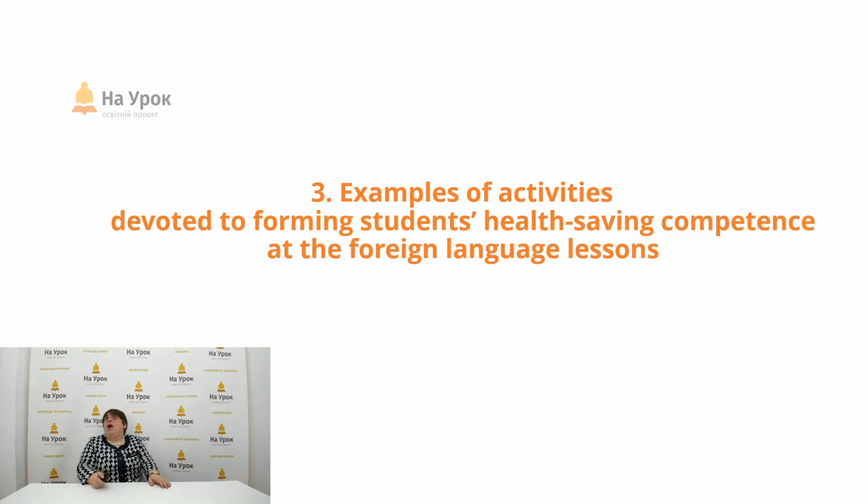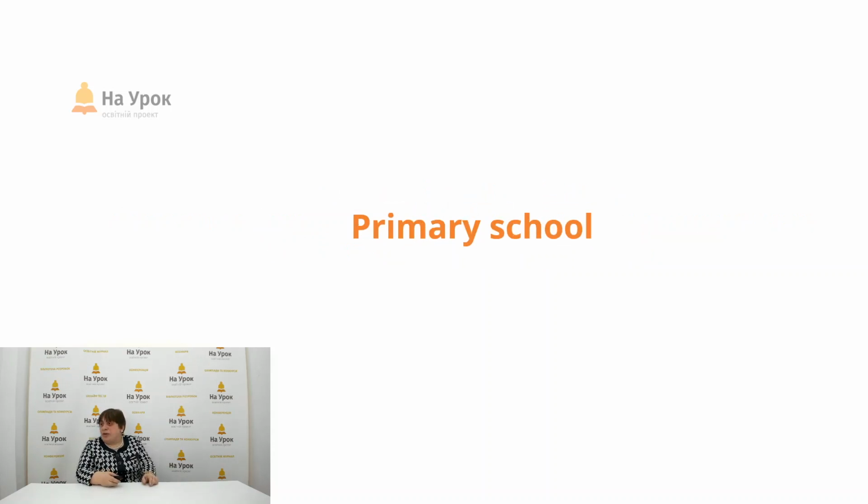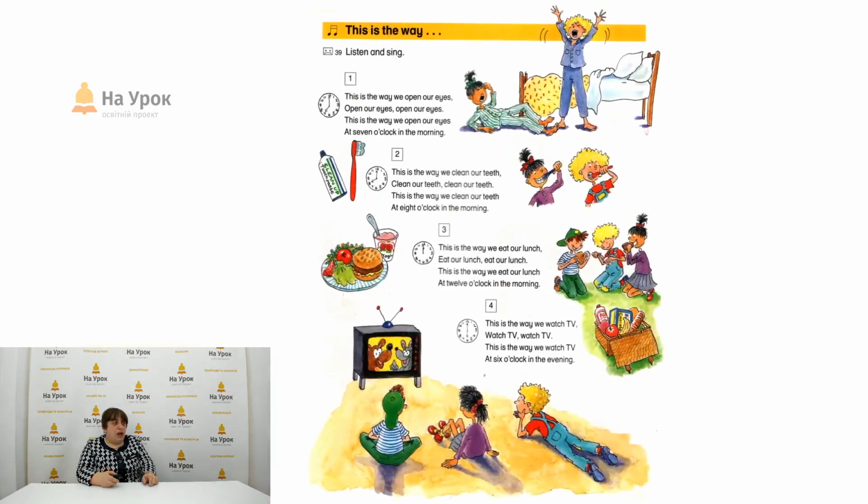And our final part is examples of activities devoted to forming students' health-saving competence at the foreign language lessons. By the way, different English course books include such kind of activities. Let's start with primary school. For example, this activity can be used like physical gymnastics, yes? Like dynamic poses, like presenting the topic my day, yes? I think that you know this activity. This is the way.